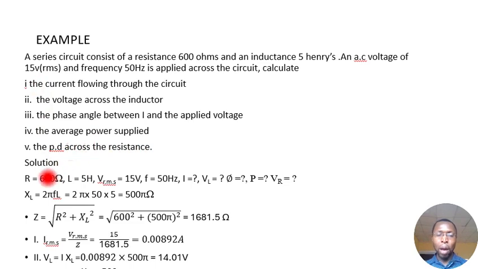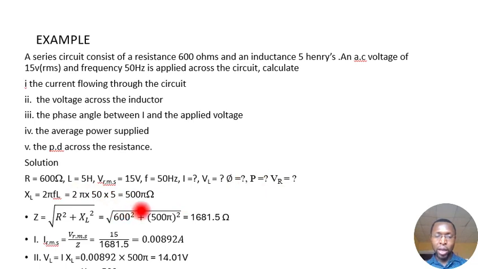Alright, so the parameters have been written. Resistance is given to be 600, inductance is 5 henry, root mean square voltage is 15 volts, frequency is 50 hertz. We have to look for current, that's the first one. Second one, we have to look for the voltage across the inductor. Third one, we have to look for the phase angle, sometimes we call this phase angle the φ. We have to find the power and then the voltage across the resistance.